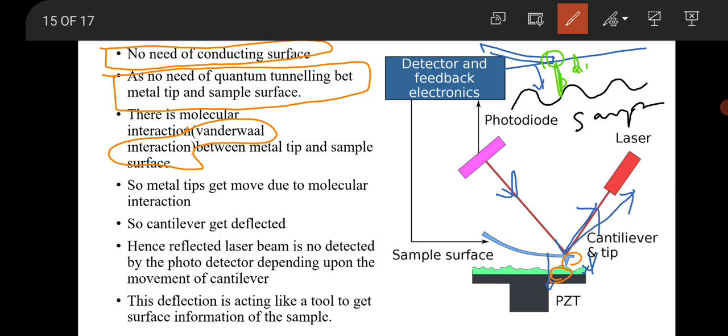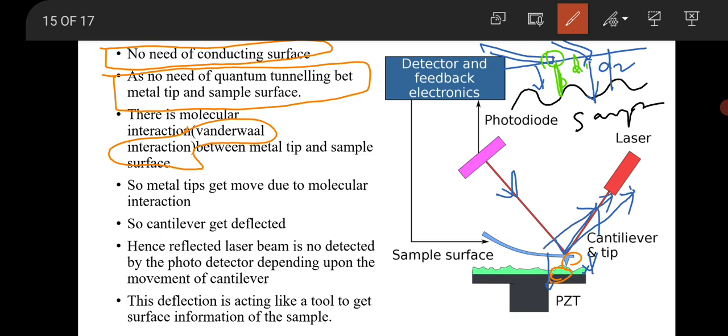Okay, suppose there is less molecular interaction between the metal tip and the surface due to the large separation distance. Suppose the separation of the cantilever is here and the separation d2 is more, so the molecular interaction will be lower. Lower interaction means lower attraction to the cantilever, so the cantilever will fall very little. This small downward motion of the cantilever will lead to a small deflection of the laser light.